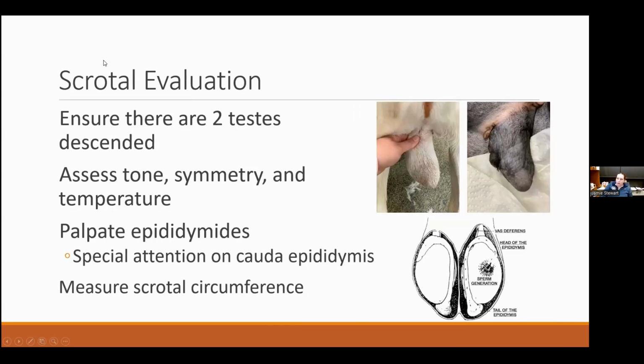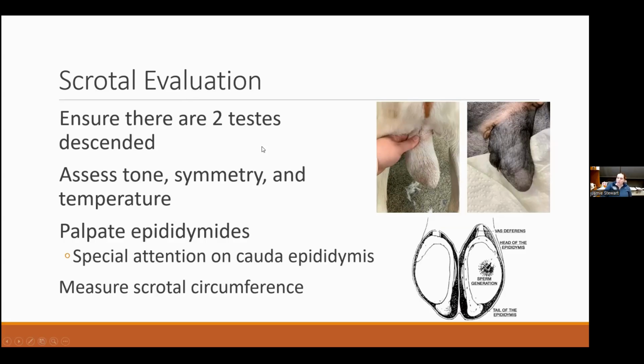And we typically will evaluate the testes. This is always a good thing for you guys to keep an eye on too, especially if you're wanting to breed, because this is what we would call cryptorchidism, where they only have one testicle descended. If they're not descended at birth, it's very unlikely they're going to descend later on.